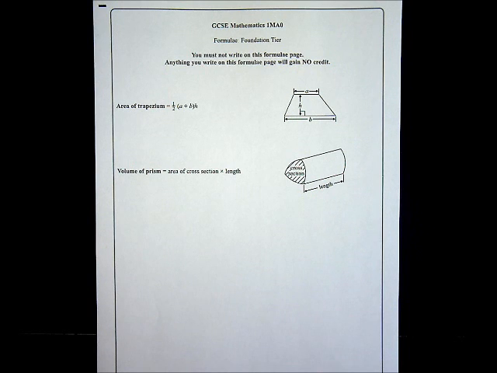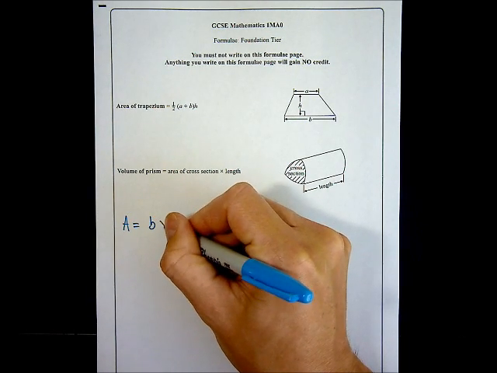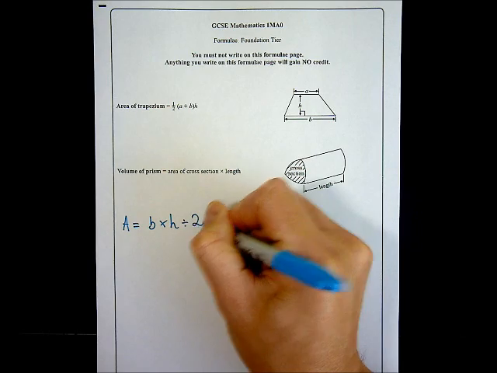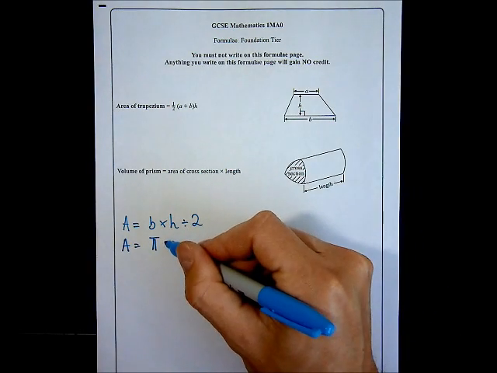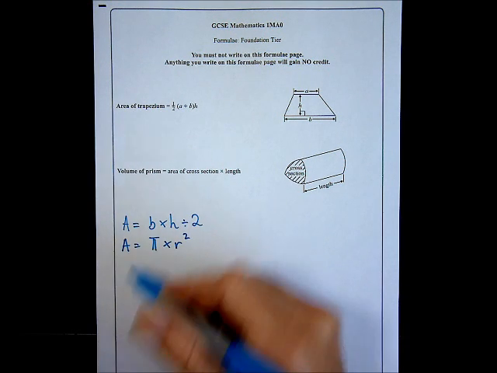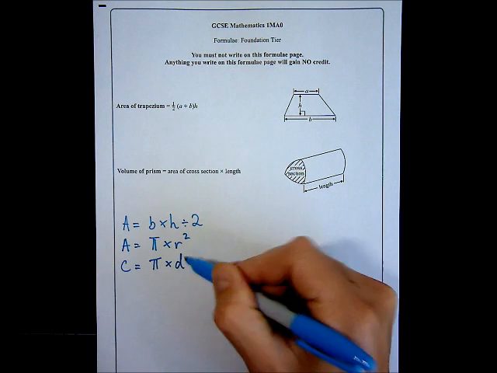At the start of the exam, I would write down any formulas that you think you'll need to remember during it. So I'm going to write down the formula for the area of a triangle, which is the base times the height divided by 2. I'm also going to write down the formula for the area of a circle, which is pi times the radius squared, and the formula for the circumference of a circle, which is pi times the diameter.